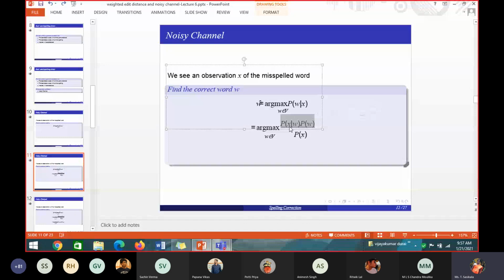What is x here? Probability of what? The variable x is the probability of the incorrect word. What is W here? The correct word. Probability of the correct word. That is not the exact correct word.